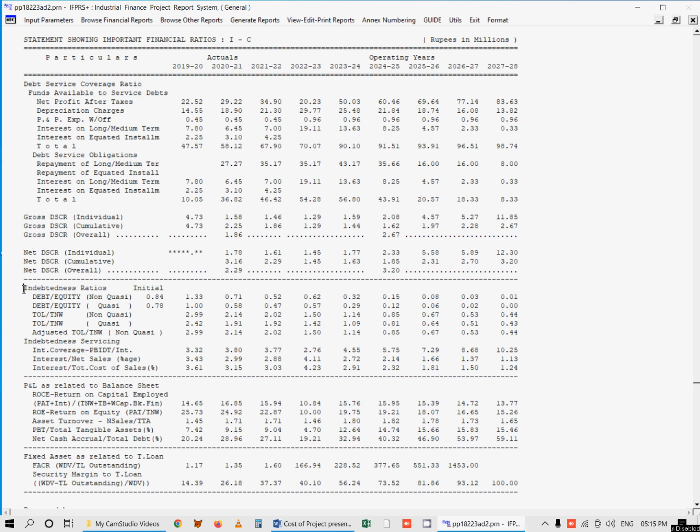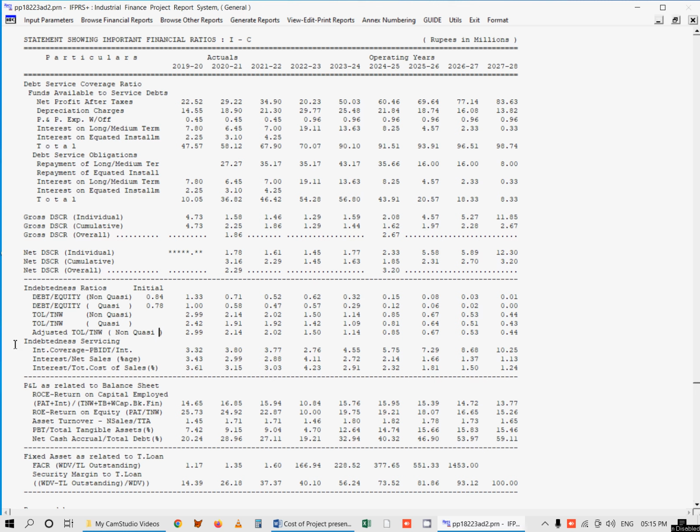Leverage. Here in the lower part, you are made aware of leverage as debt equity, and TOL/TNW, as non-quasi, quasi, adjusted, etc., as that of actuals of the last 3 years and as it moves ahead in the projections.